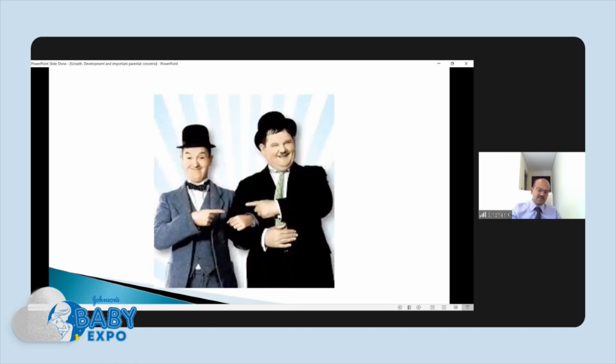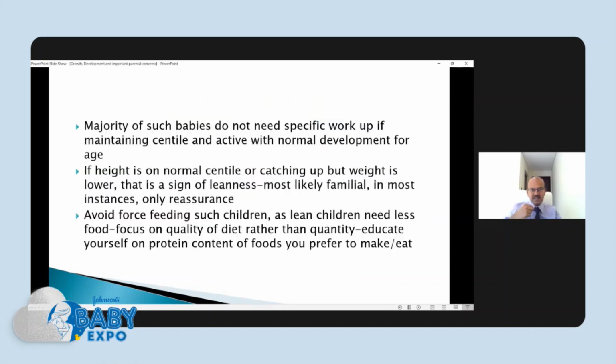future health. Babies on the growth restricted side do not need specific workup if they are maintaining the percentile, they are active with normal development for the age. If the height is on a normal centile or catching up, but the weight is lower, this may reflect leanness. Leanness just means that you have less fat in the body. The muscle bulk is likely to be normal because the growth is normal, the height, I mean. So, leanness is a family pattern, and only reassurance is needed.